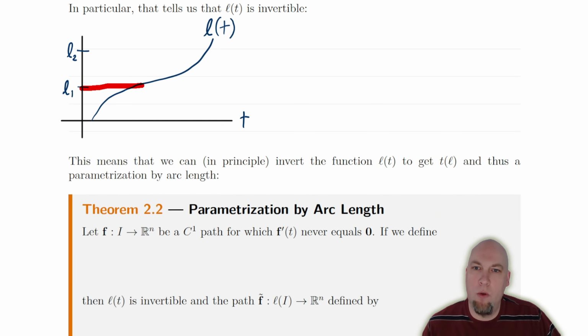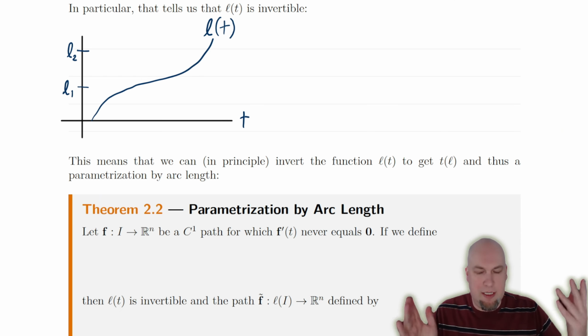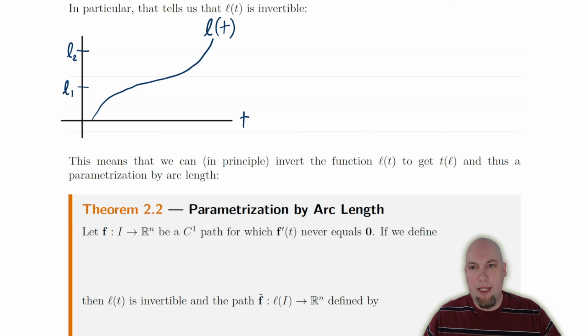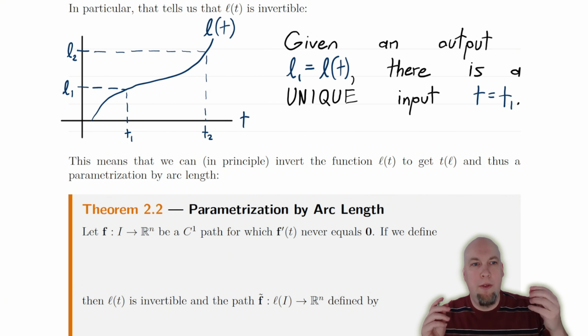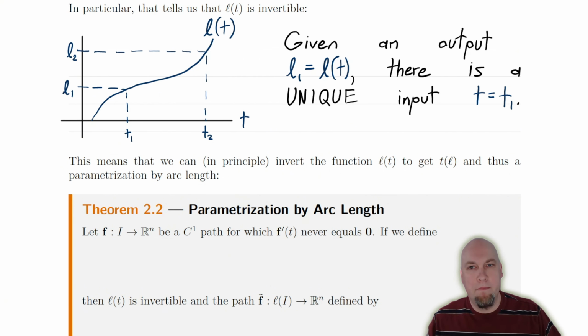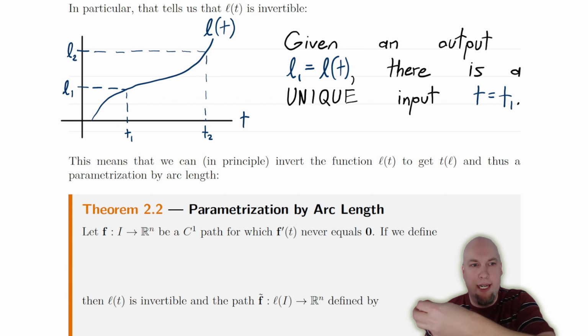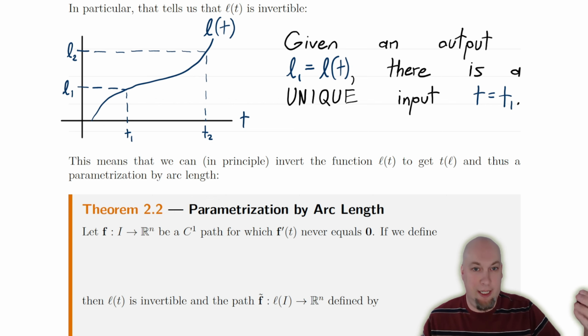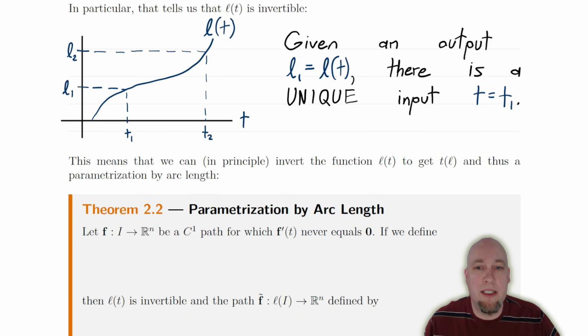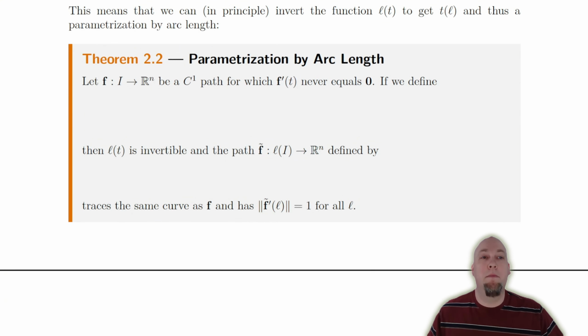There's never going to be a second one, because there would have to be a second point where it crosses the graph, but the graph would have to come down for that to happen, and it doesn't. It goes up and up and up. So for each output L value, there's a unique input t value that gives you that output L value. And that's exactly what invertibility is: if you're given the output, can you determine what the input was uniquely? That's invertibility, and that's what we wanted. So this function is always invertible as long as the speed's always non-zero. So we can do this reparametrization by arc length.